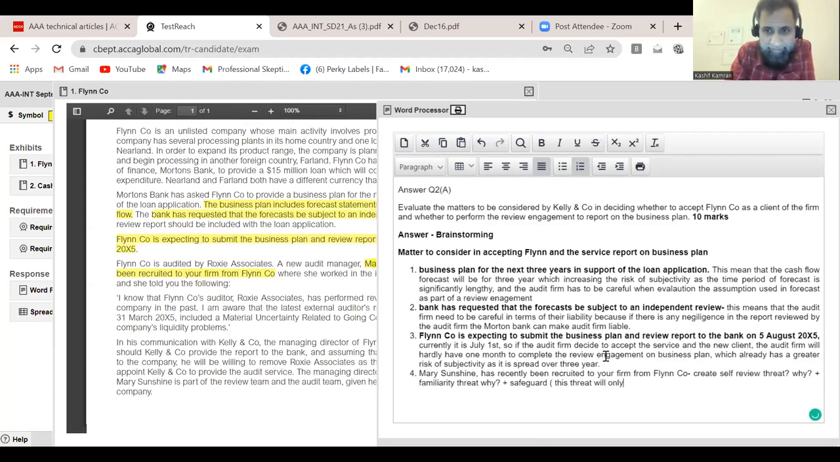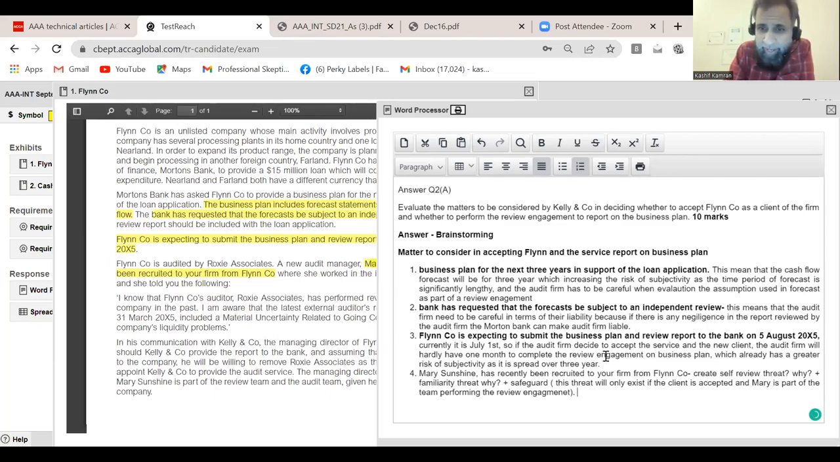This threat will only exist if the client is accepted and Mary is part of the team performing the review engagement, right? This threat will only arise if the client is accepted and Mary is part of the team performing the review engagement.